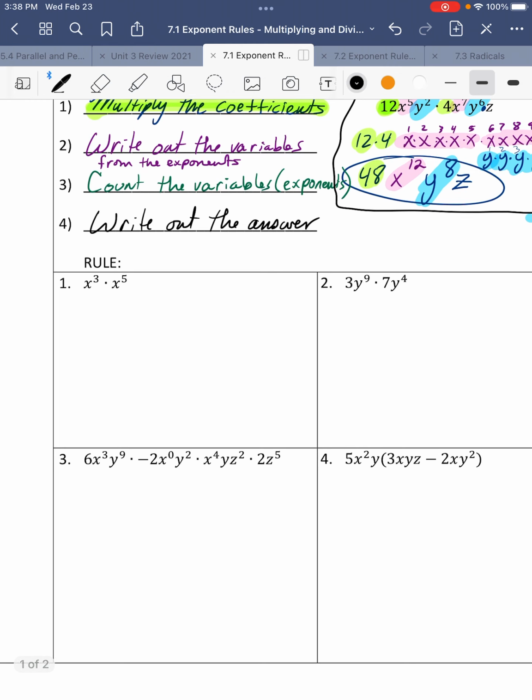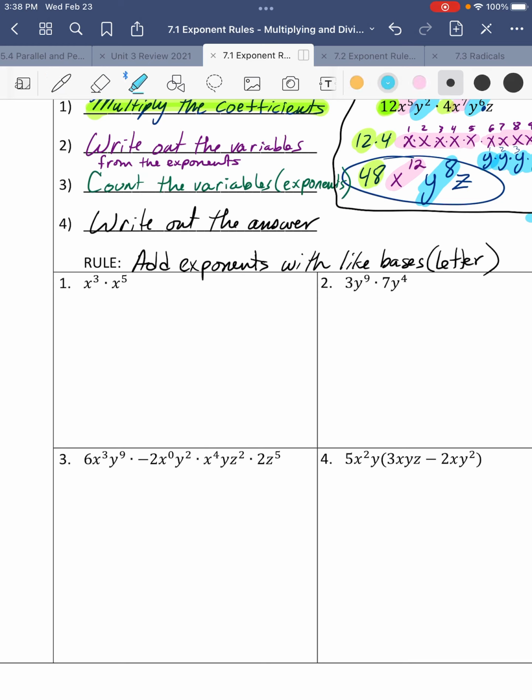So the rule is you're going to add exponents with like bases. And in this case, the letter. So let's look at number 1. We have like bases, both are x's, they're being multiplied. So with like bases, with multiplication, you add exponents.